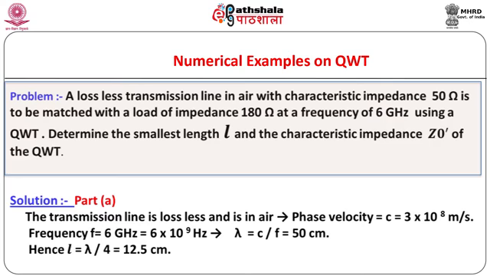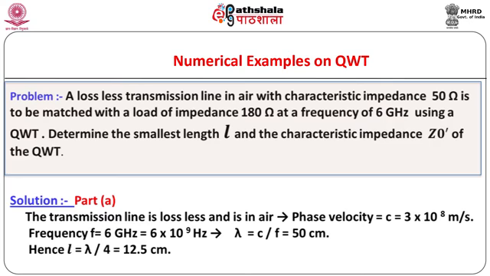The problem reads as shown. A lossless transmission line in air with characteristic impedance 50 ohm is to be matched with a load impedance of 180 ohm at a frequency of 6 gigahertz using a QWT. Determine the smallest length L and the characteristic impedance Z0 dash of the QWT.